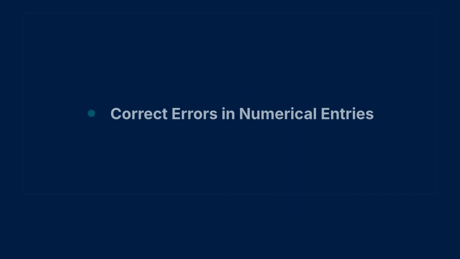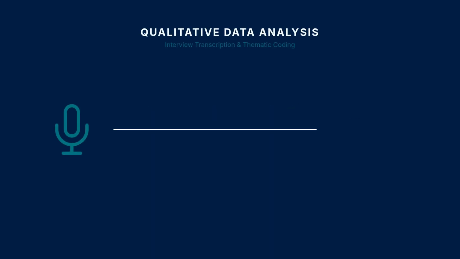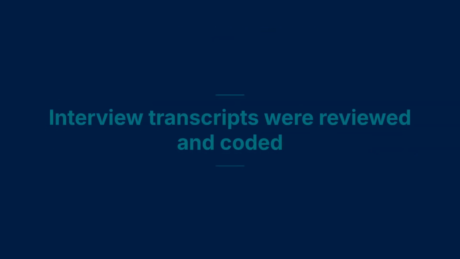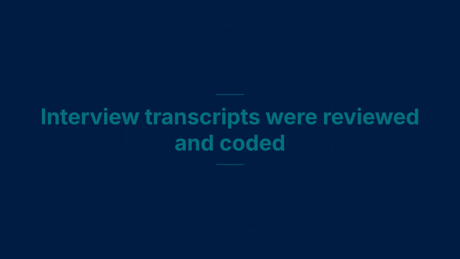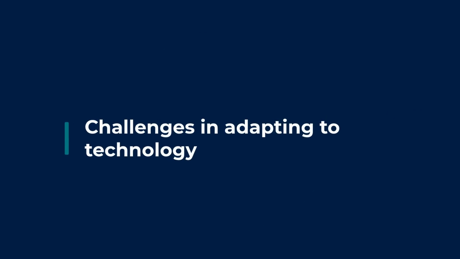For quantitative data, this might involve removing incomplete survey responses or correcting errors in numerical entries. For qualitative data, you might transcribe interviews or group similar responses into themes. For example, interview transcripts were reviewed and coded to identify recurring themes, such as challenges in adapting to technology.